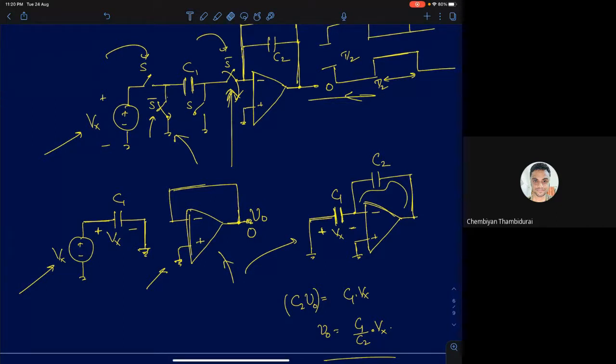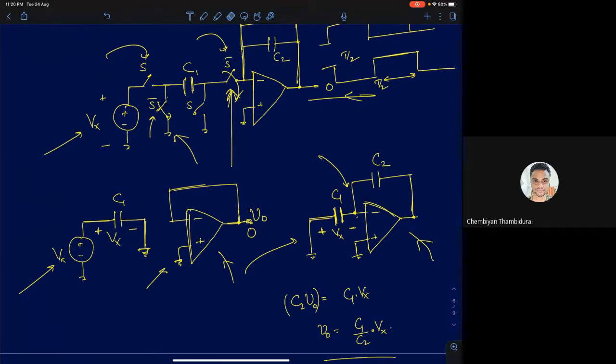Now, what kind of feedback is your op amp in now? Is it negative or positive feedback? It's in negative feedback, right? Because your input is fed back through capacitors at the negative terminal. If the feedback is negative, what will be the voltage at this node? I assume it's an ideal op amp. 0, right? That node voltage will be 0.